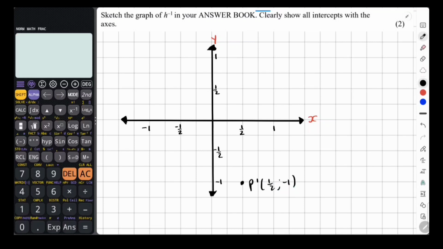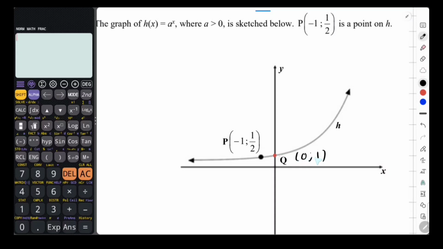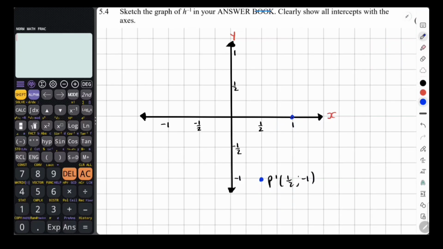And then we have the Q. The Q was 0 and 1. So instead, we're going to have 1 and 0. And that's going to be over here. So that is our Q. I'm just going to call that Q prime. And it is now 1 and 0, which is an x-intercept. Okay, now that you have your points down, you have to just look at the way your graph looks.